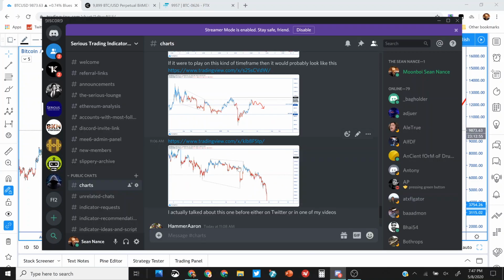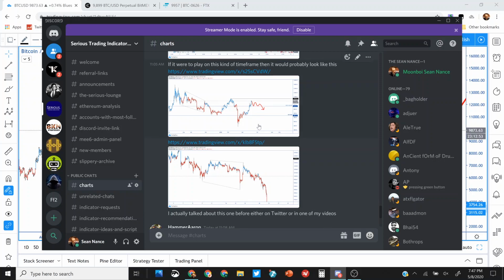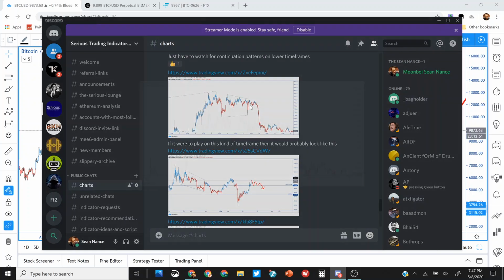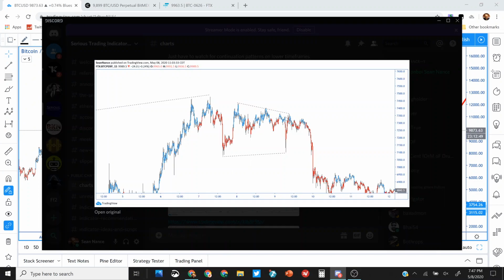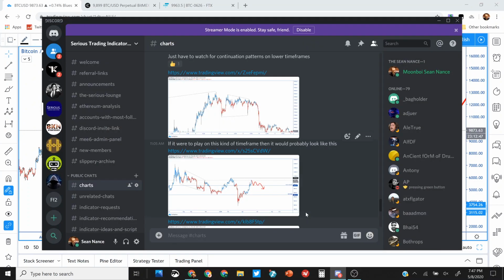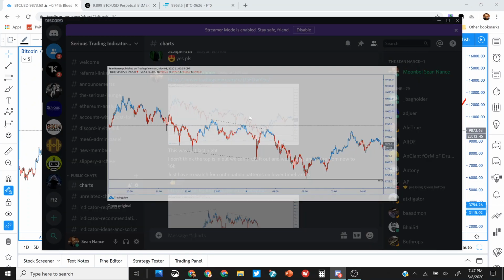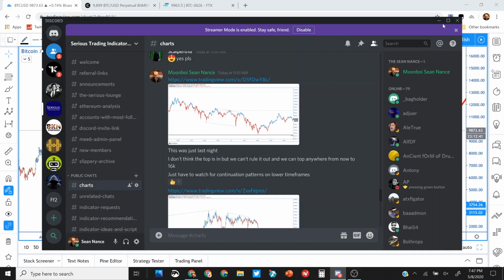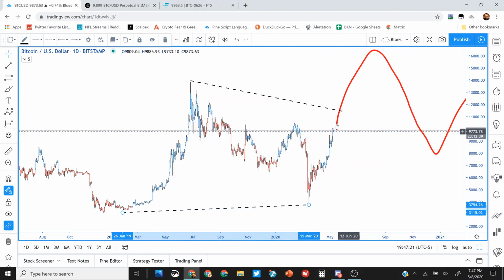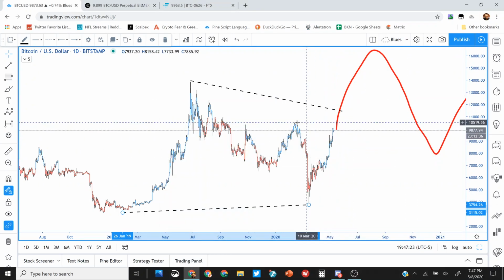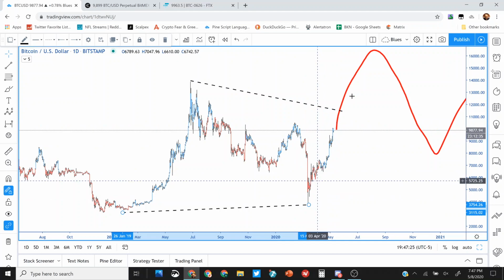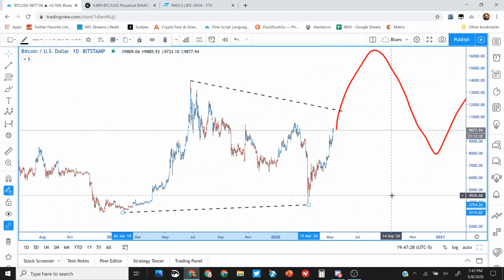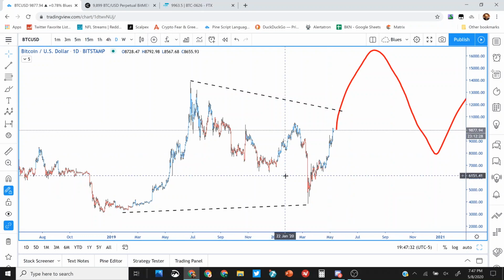Now this one did break this high, right? This one didn't quite break that high. This one didn't quite break that high. But we could either break this high or not and still come down out of this structure. So we need to be careful on that. We need to be very wary of that.